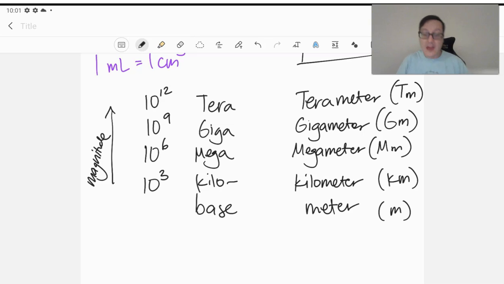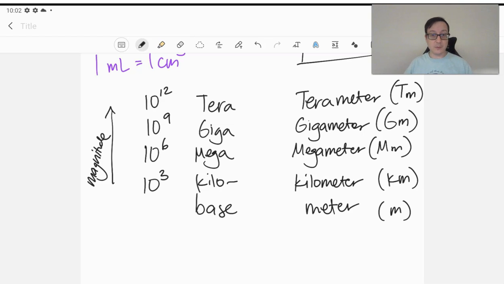to any base unit. So a terameter is 10 to the 12th, or a trillion meters. A terawatt is a trillion watts. A teraliter would be a trillion liters. So we can apply all of these to all sorts of different base units. And we're going to see here that that's the great advantage of the metric system.